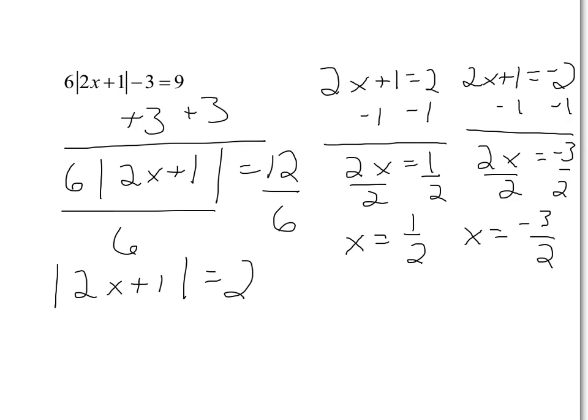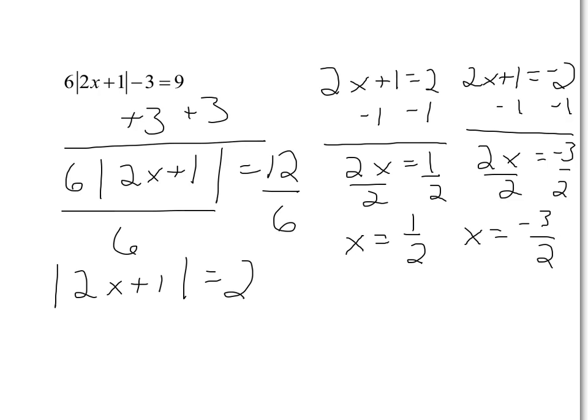Let's put those in. They're fractions, but they have 2's in the denominator, so we should be able to do this. 2 times 1 half, that's 1. 1 plus 1 is 2. The absolute value of 2 is 2. 6 times 2 is 12. 12 take away 3 is 9.